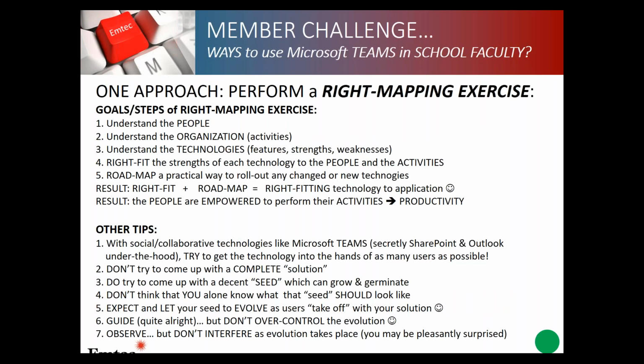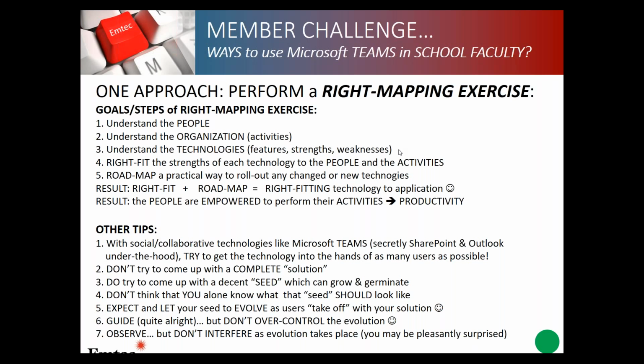One approach that you guys have heard about multiple times in the last 12 months is performing this thing called a right mapping exercise. If you recall, the steps of a right mapping exercise were to understand the people that you're working with, understand the organization, the activities, the processes that they're involved in. You have to fully understand those processes and even document them. You have to next understand the technologies that are available, their features, their strengths, their weaknesses, so that you know what not to try to use.